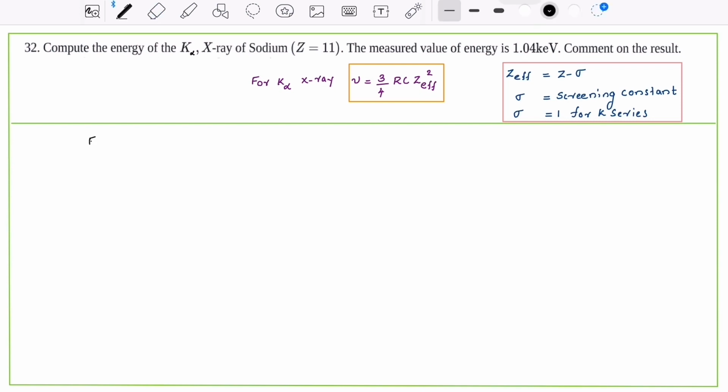Now, what is the energy of K alpha X-ray? For K alpha X-ray, the energy can be written as h nu, that is equal to h times 3 by 4 R C Z effective square.